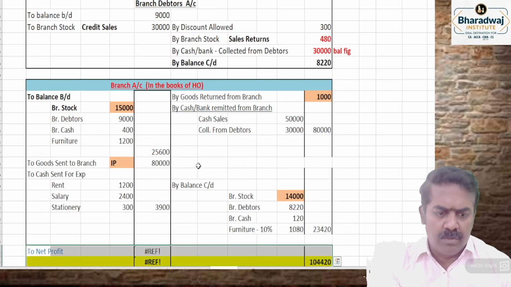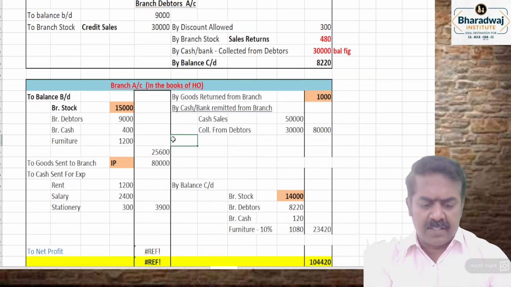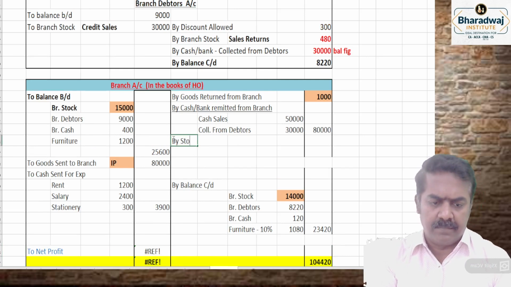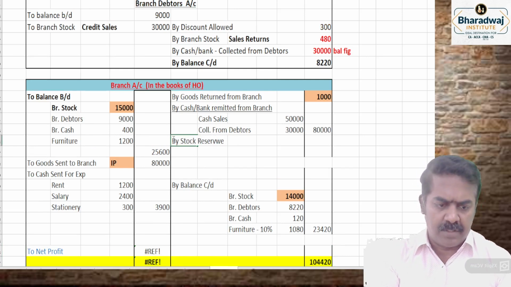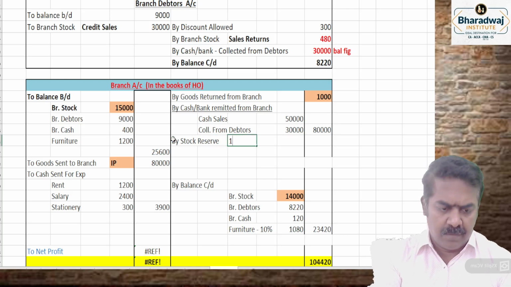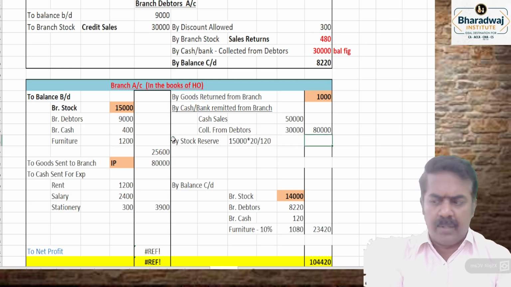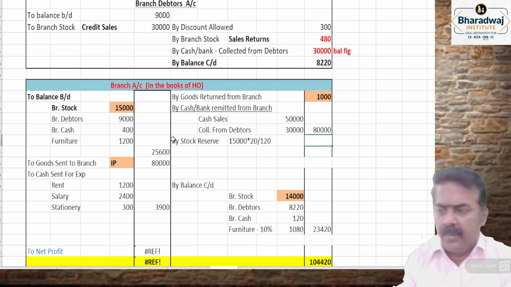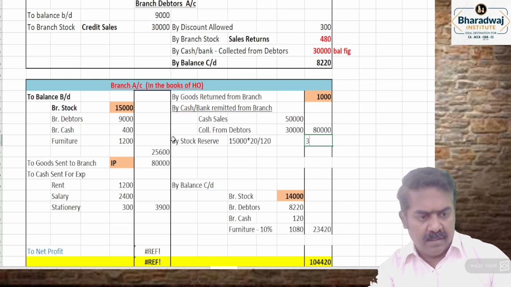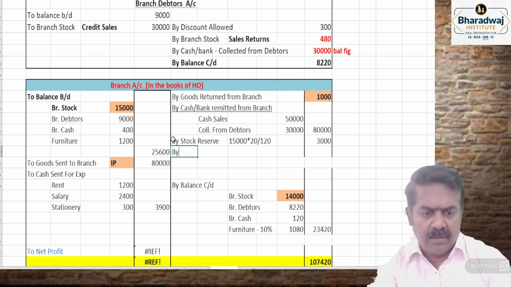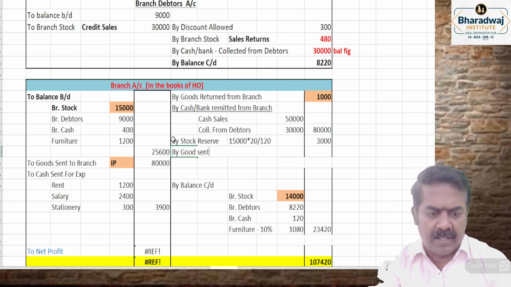Not over. We would remove the stock reserve on the opening stock. How much? 15,000 into 20 by 120, and over. 3,000. By goods sent to branch.